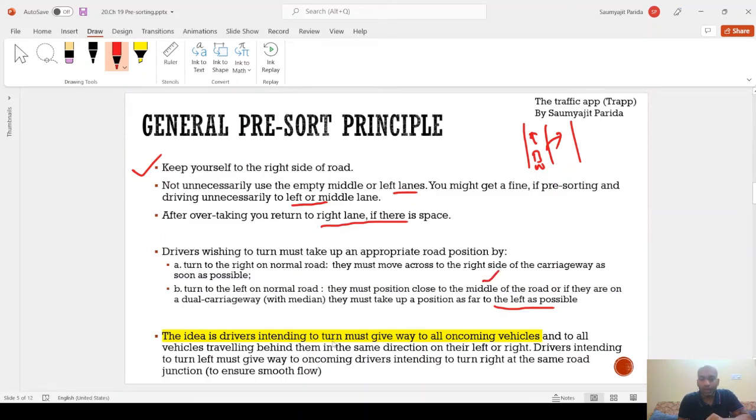The idea is drivers intending to turn must give way to all oncoming vehicles. This part we have already covered in the previous videos. And to all vehicles traveling behind them in the same direction on their left or right. Drivers intending to turn left must give way to oncoming drivers intending to turn right at the same road junction to ensure smooth flow. To understand this concept took me a long time, but I think the idea is very clear here with the rules stated. So if you do not understand, please come back to me.